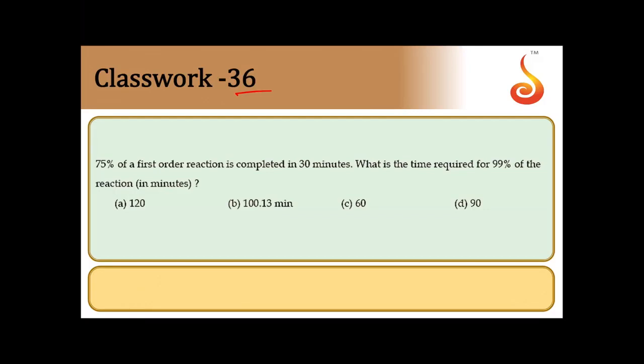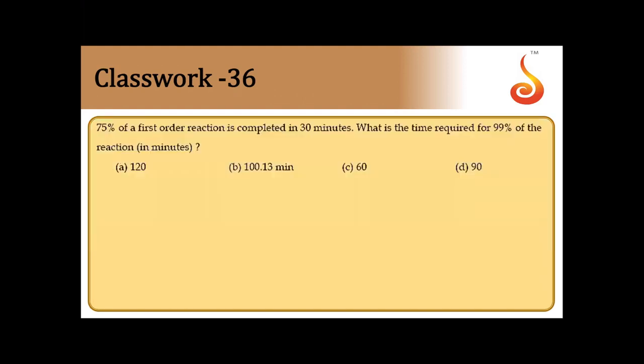36th one now. 75% first order reaction is completed in 30 minutes. Time required for 99% completion. 75%, 30 minutes. 99%, how much time it takes now? So K is equal to 2.303 by T into log of. When you take 75%, 25 remains. So 100 by 25. So log 4 will come here. And time is 30 minutes given to us. Implies K is 2.303 by 30 log of 4.